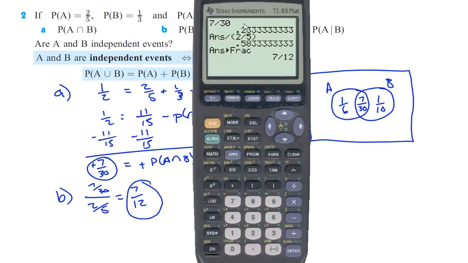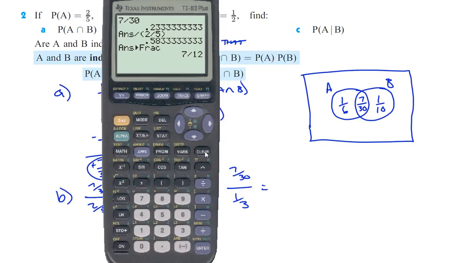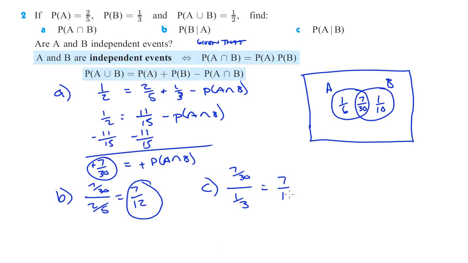Okay, so we could just do this. Let's do this. Parentheses 7 divided by 30, close, divided by parentheses 1 divided by 3. And then we know that we'll have 7/30ths divided by 1/3, which gives us 0.7, which is 7/10 if we write it as a fraction. Okay? And then it asks, are A and B independent events?